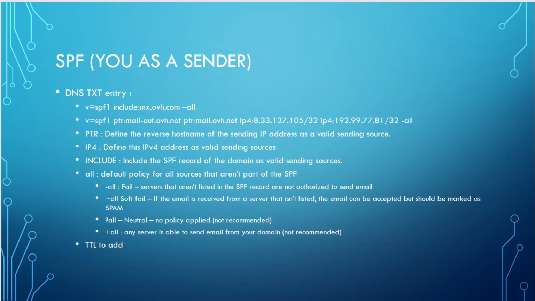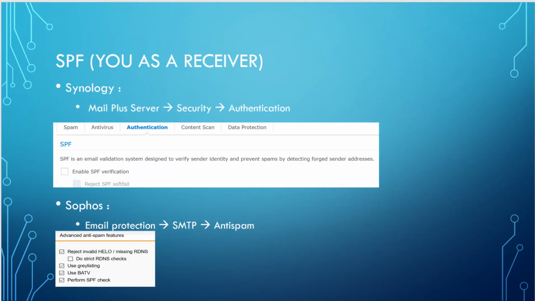For the tilde, it's a soft fail. If the email is received from a server that isn't listed, the email can be accepted but should be marked as spam. And for the ?all, it's a neutral, no policy applied, so I'm not really sure why you would do that, maybe for testing purposes. And we have the +all, which means that any server is able to send email from your domain, and this is absolutely not recommended. And as it is a DNS entry, you have to add a TTL. If you're making some tests, you can put a low TTL. If you are sure of what you do, maybe put it at 24 hours TTL.